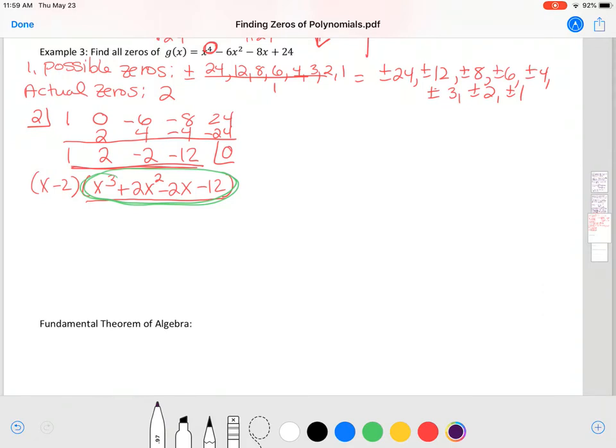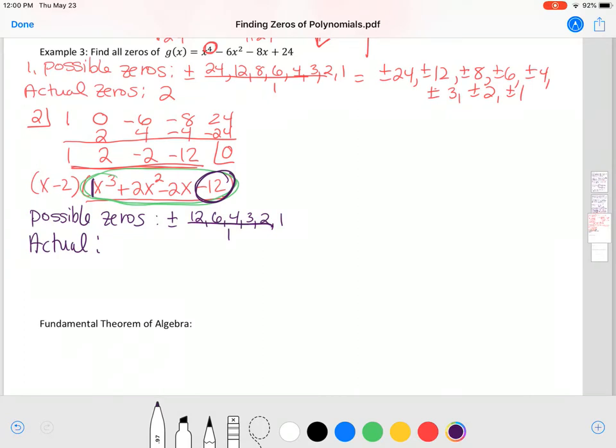Okay, so for this second polynomial that we're trying to break down now, I want to list the possible rational zeros. If I look at my constant for this polynomial, it's negative 12, so my possibilities are plus or minus 12, 6, 4, 3, 2, and 1. And my leading coefficient is 1, so that's all going to be over 1. So my possible zeros that I'm going to check on the calculator are plus or minus 12 over 1, 6 over 1, 4 over 1, 3 over 1, 2 over 1, and 1 over 1. Whew, what a mouthful.